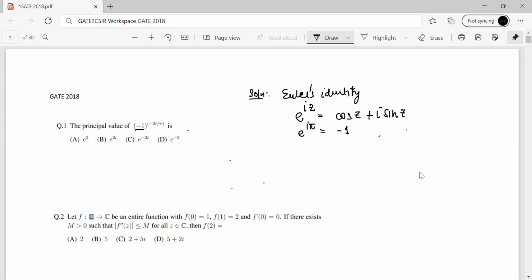So I'll extend this quantity and get (e^(i pi)) to the power of -2i/pi equals (-1) to the power of -2i/pi. So that means I need to find this value. You see pi and pi getting cancelled, and i into i gives me i square, which is -1. So you get simply e to the power of -2 into -1, that is your (-1) to the power of -2i/pi, and it is nothing but e square. So your option A is correct.